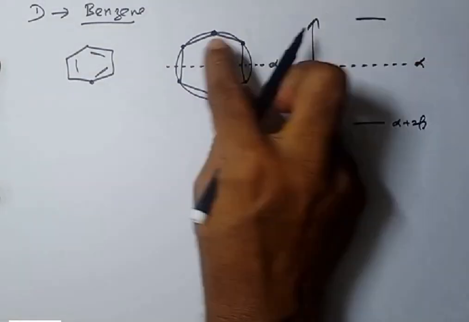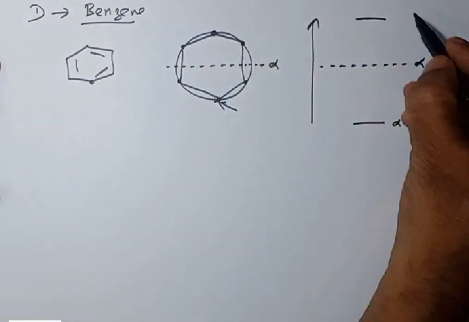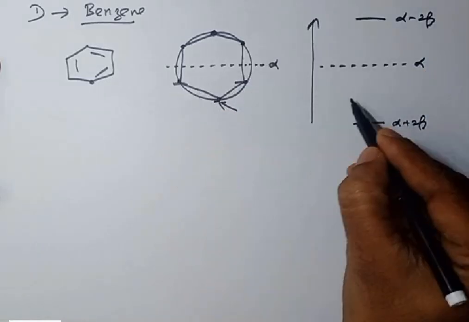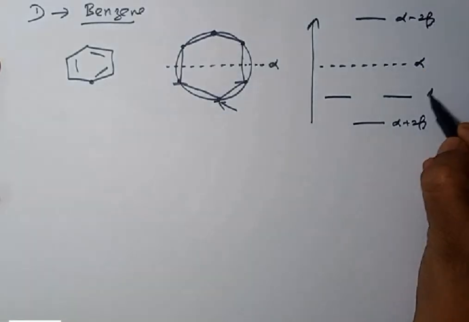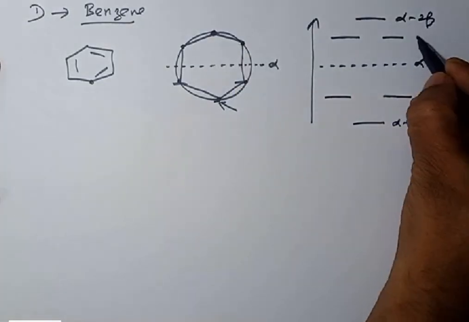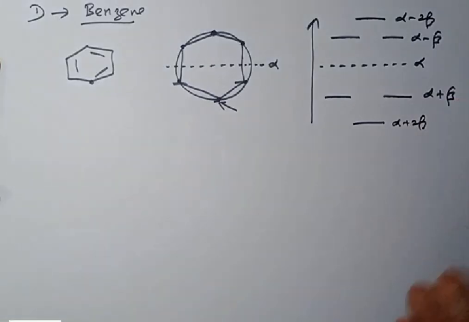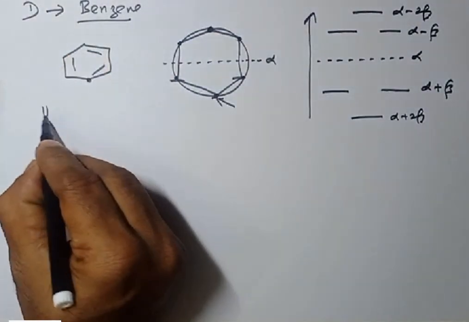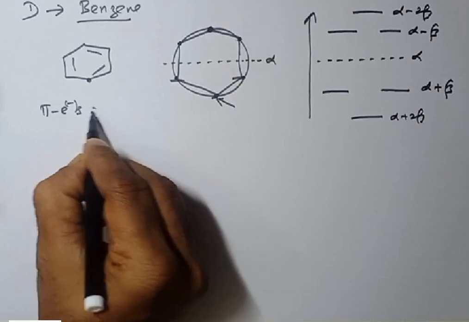What is the energy of the topmost? Alpha minus 2 beta. And these two orbitals are degenerate, with energy alpha plus beta. And these two orbitals, which are degenerate, have energy alpha minus beta. Very good. How many pi electrons are there? Number of pi electrons? 6.